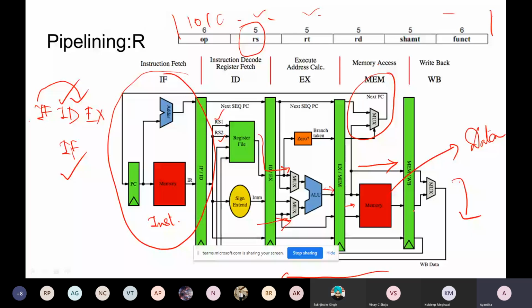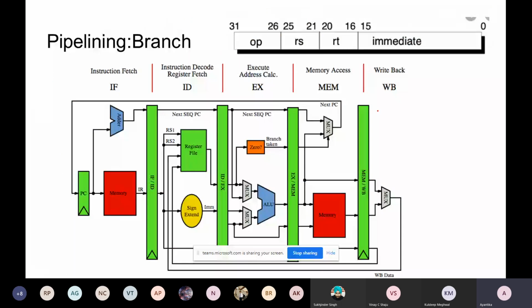Since you asked, let me go there. This is for branching type of operations. That means it may happen your instruction is like this. You have considered maybe branch if equal, and you have given the opcode for branching, and you are checking that this RS and RT, if they are equal, then you will jump to some immediate location. Or maybe you may be specifying some typical memory address location.